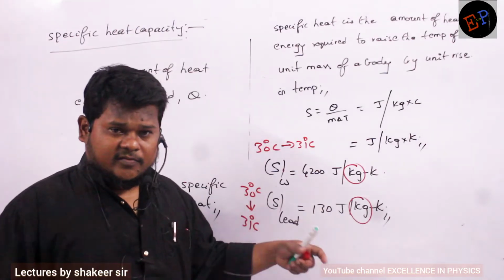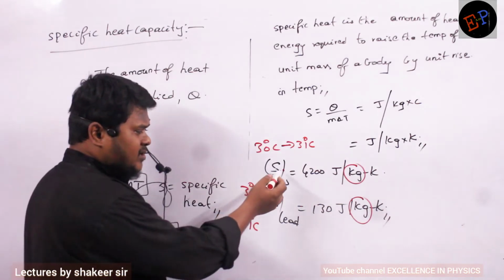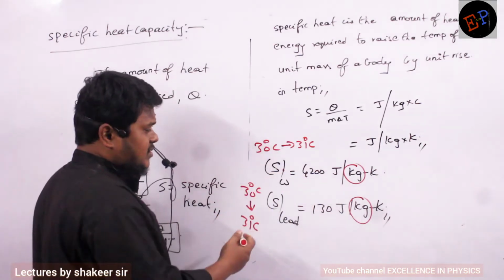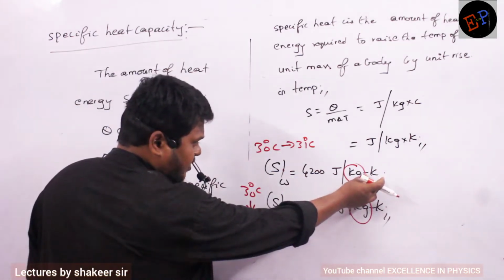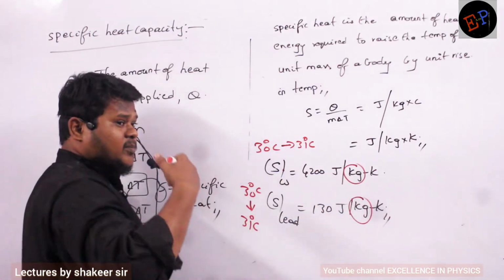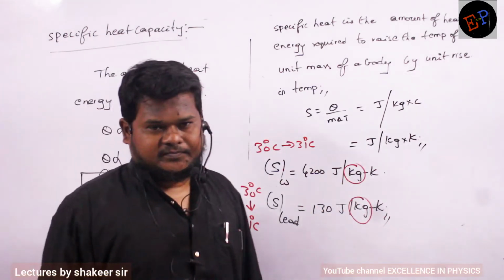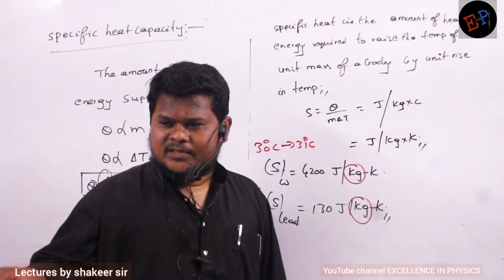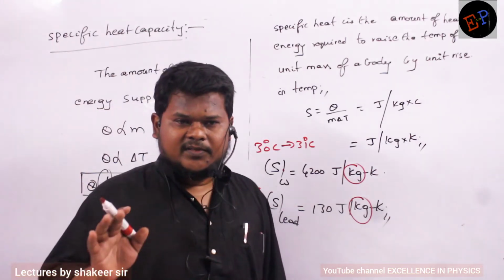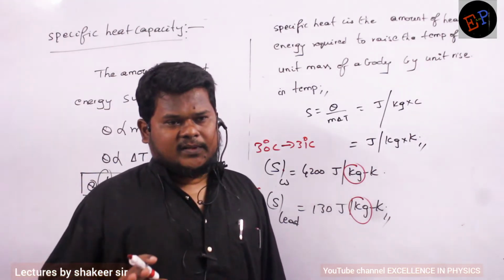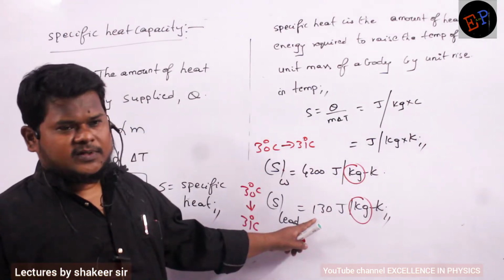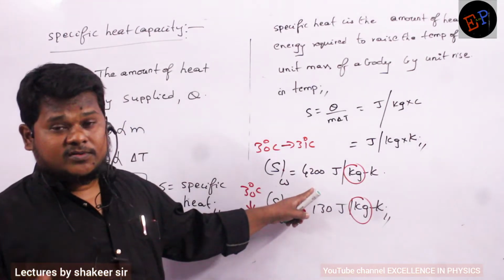So what do you understand? We understand that specific heat of water is greater. It means that for same rise in temperature, I have to supply more amount of heat energy. Mass is how much? 1 kg, 1 kg. Change in temperature is how much? 1 degree, 1 degree. But here I have how much energy? Only 130 joules. Here I am supplying 4,200.